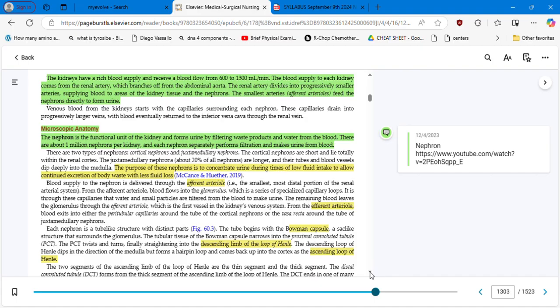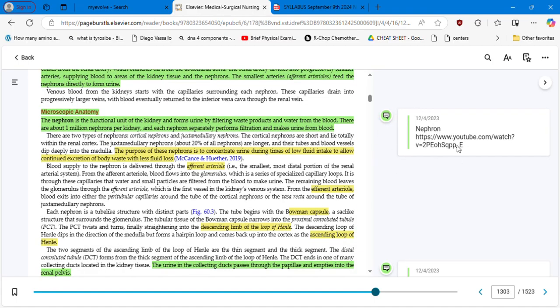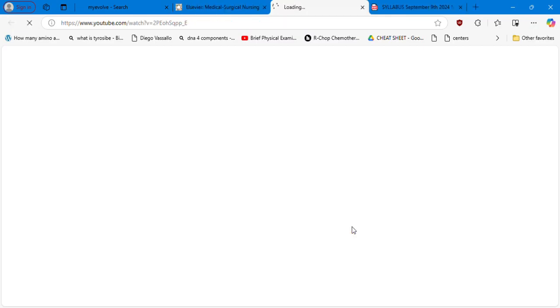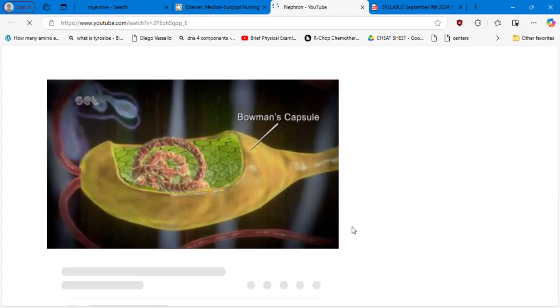Another one that I really want you to remember is the nephron, okay. All of the things that I'm mentioning, you will see them in the exam. Let's watch another video about the nephron, which is the most important, I consider the most important part of the kidney.